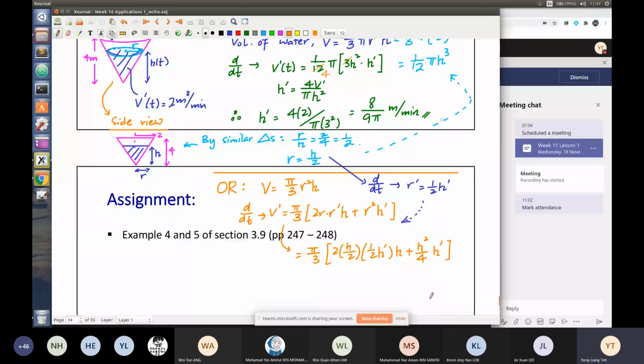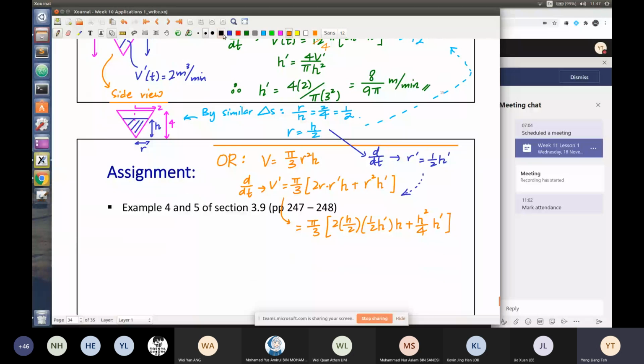Okay? So from here, it looks like a handful, but you can actually simplify terms quite easily. So we have this cancel, cancel. Then let's factorize out our h prime. So we get pi over 3. H prime is something that we want. And then this really just leaves h over 2. So h square over 2, in fact. Okay, the first term, so h over 2, then times h here, right? So h square over 2 plus h square over 4.